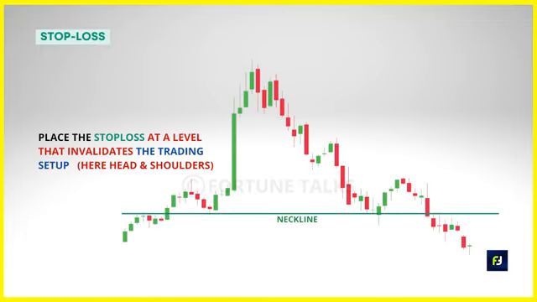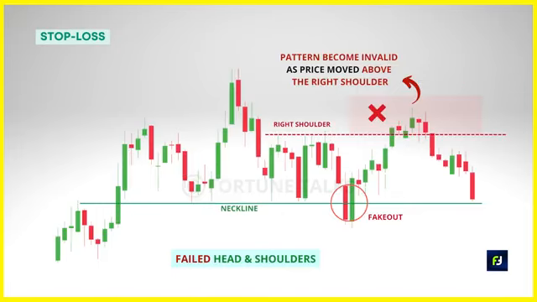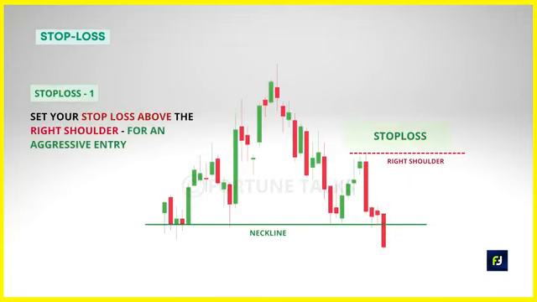As I have discussed multiple times, the stop loss should be at a level that if breached will invalidate your trading setup. Now since we are dealing with a head and shoulder pattern, your stop loss should be at a level that invalidates the pattern altogether. To be fair, if the price moves above the right shoulder, the pattern will get invalidated. So if your entry was aggressive as and when the price breaks down from the neckline, then you should set your stop loss at or above the right shoulder of the pattern.